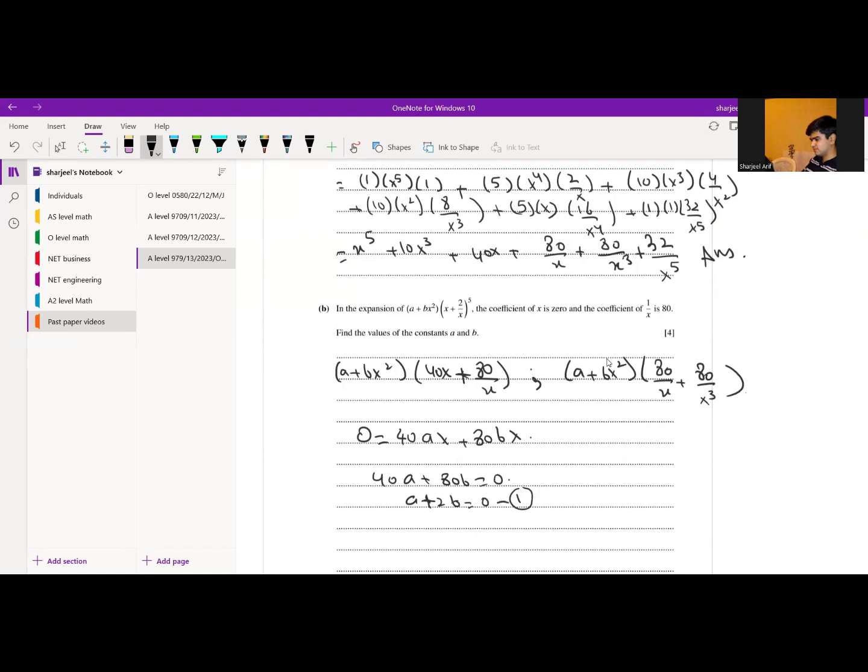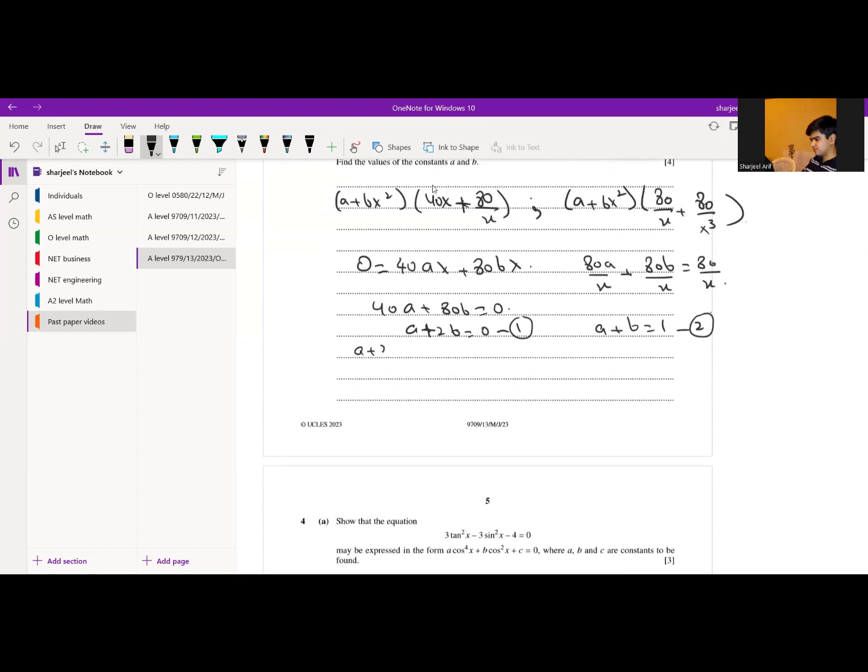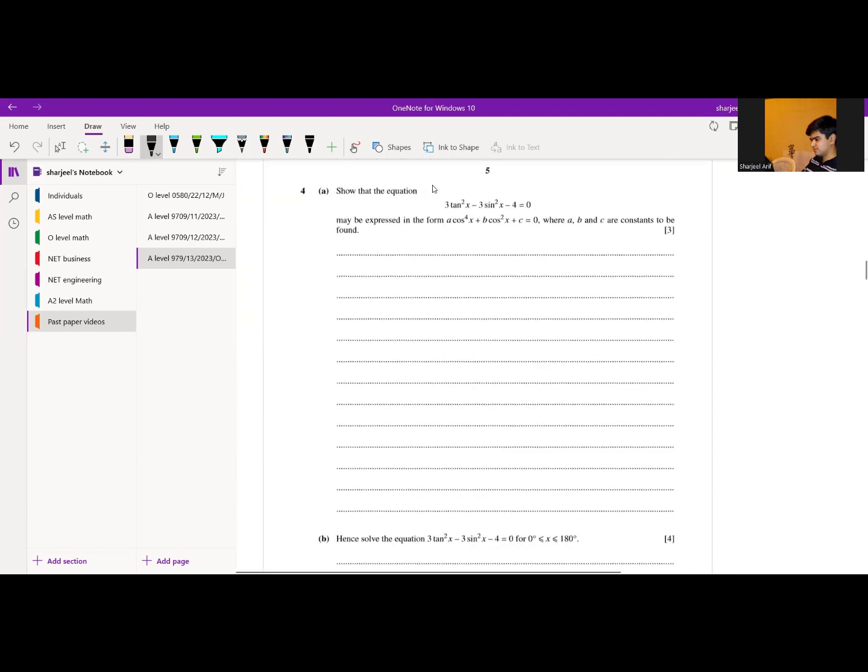This is our equation number 1. For the second part, 80a over x, 80b over x, 80 over x. This will be simplified to a plus b equals 1. Equation number 2. We will solve these two equations to get b equals minus 1. So a minus 1 will be equal to 1 and a will be equal to 2. So these are the two values of a and b. For question number 4, we will simplify it by substituting tan squared x with sin squared x over cos squared x.